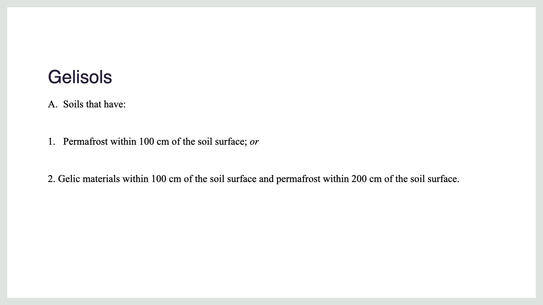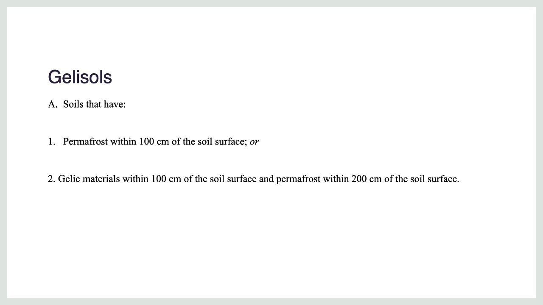Let's start with something that's quite easy, the Gelisols. The Gelisols are the first order in that list, and they are soils with permafrost in the first 100 centimeters below the soil surface. And we already know what permafrost is. Permafrost is a thermal regime.